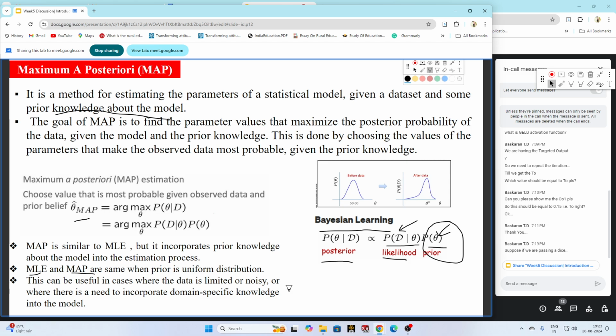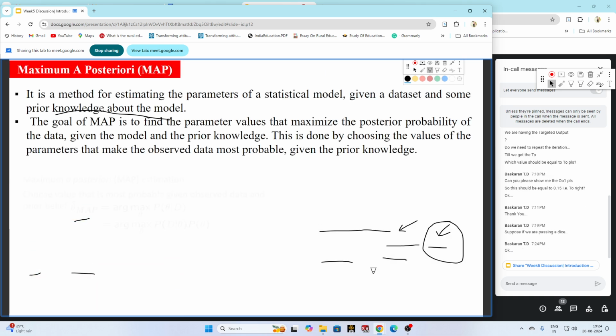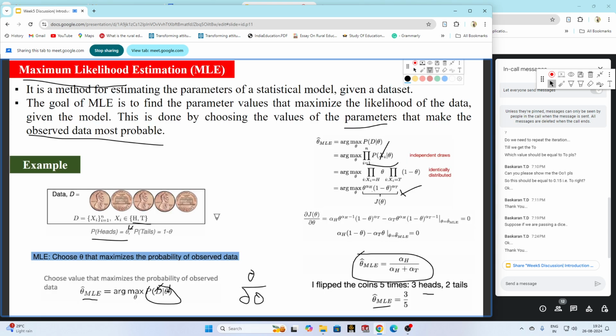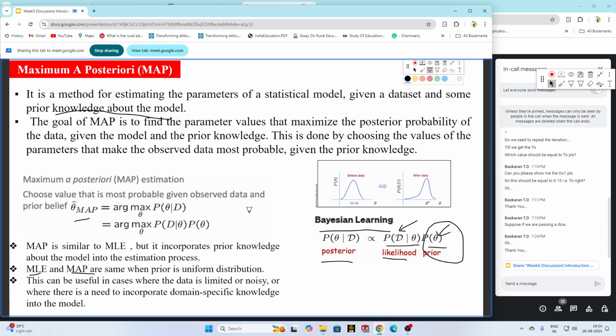Suppose we are passing a dice. The same things you can do for a dice also. You have to only change this thing, and you will get your maximum likelihood estimate. For a dice, you will take something as success, like you can take 6 as success, or 1 as success. Then the number of successes divided by all your trials gives the estimate. So this is about maximum likelihood estimation and MAP, maximum a posteriori.